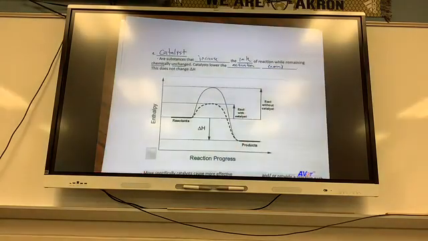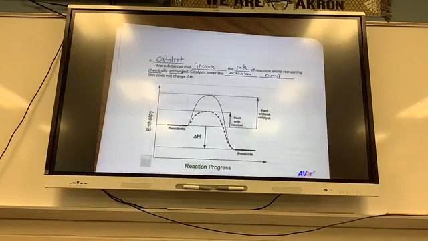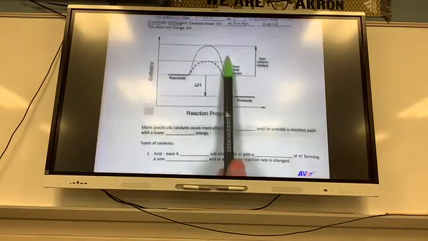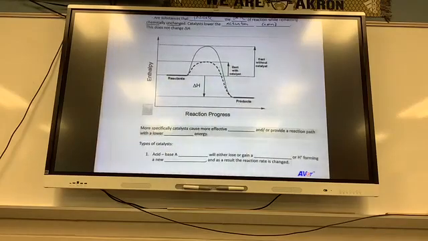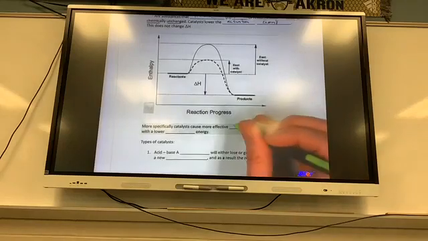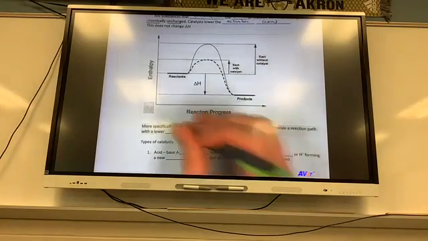This does not change the heat of enthalpy. My reactants and products are still going to end at the same spot, right? It just lowers this hump. So that's what this picture is showing. The heat of enthalpy is not changing. More specifically, catalysts cause more effective collisions and/or provide a reaction path with a lower activation energy.